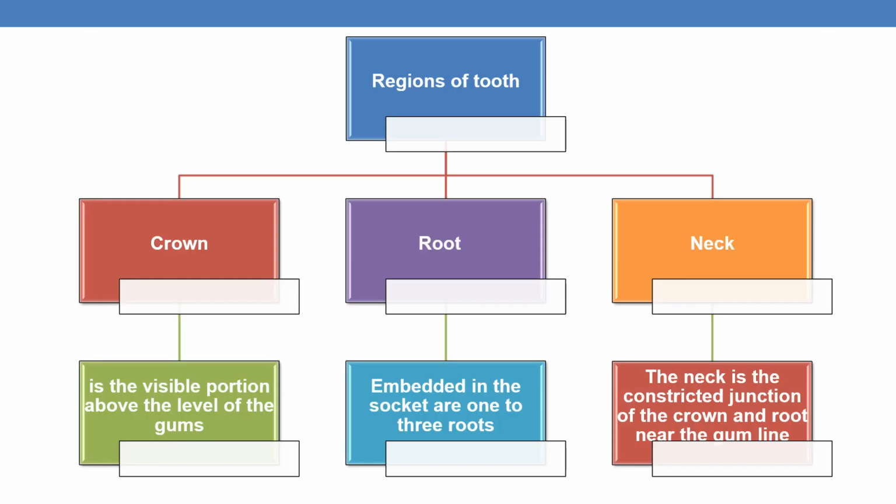Coming to the regions of a tooth. Any typical tooth consists of three regions: crown, root and neck. Crown is the visible portion above the level of the gums, and root is embedded in the socket. Some teeth may contain 1 and some teeth may contain up to 3 roots. The next is neck. Neck is the constricted junction of the crown and root near the gum line. These are the major regions of any tooth.